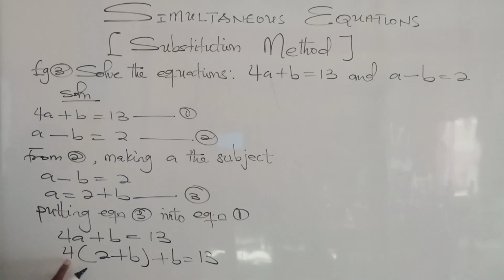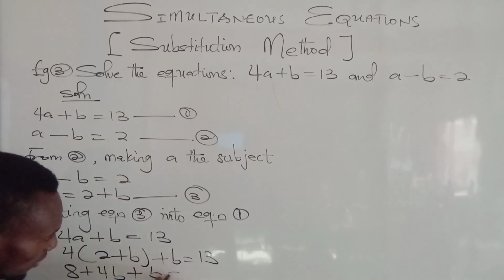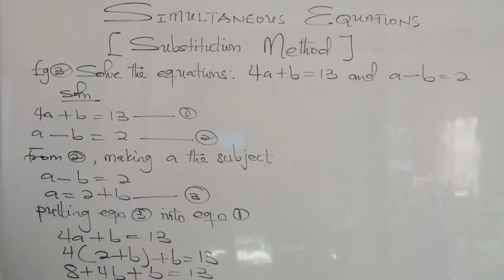So I'm going to have 4 times 2, it gives me 8. Okay, so I'm going to have 8. And 4 times positive b is going to give me positive 4b. I hope you agree with me. Then plus my b, which is here, equals 13. I hope you understand and you agree with me up to this point.